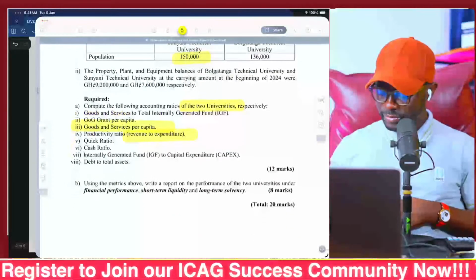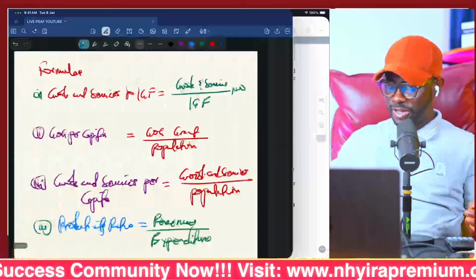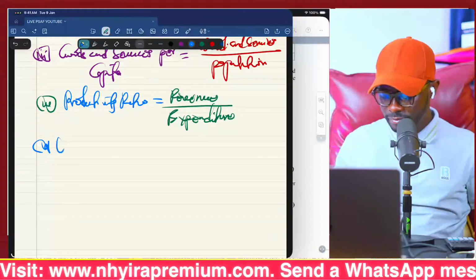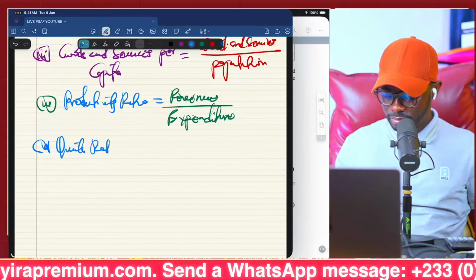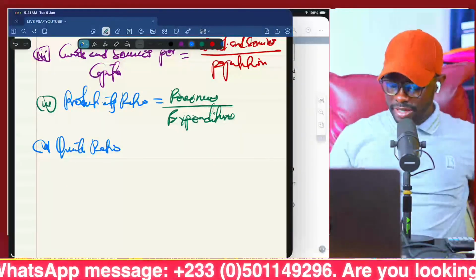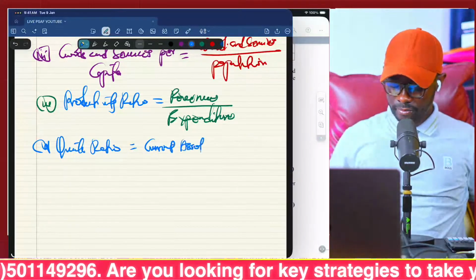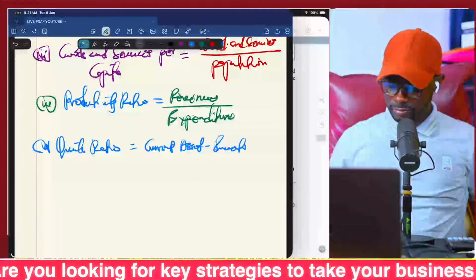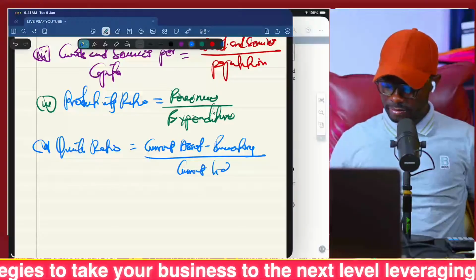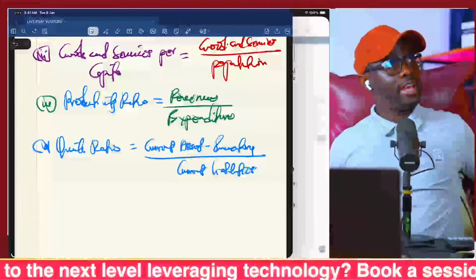Next one, quick ratio. You know quick ratio from KG2. All right, this is liquidity. Okay, quick ratio. So this is going to be assessing liquidity. So that's going to be current assets minus inventory divided by current liabilities. So let's see what we got here.